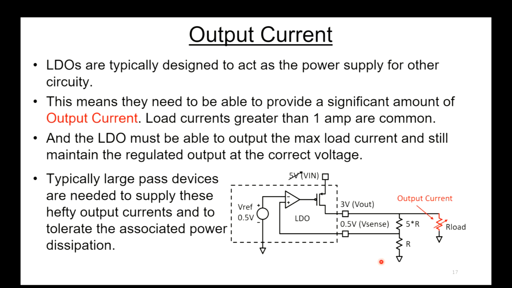So the LDO must be able to output the max load current and still maintain the regulated output at the correct voltage. And typically that means you're going to have a large pass device here. If you're asking it to spit out 1 amp or 2 amps or 3 amps and regulate, it's going to be a hefty output transistor.